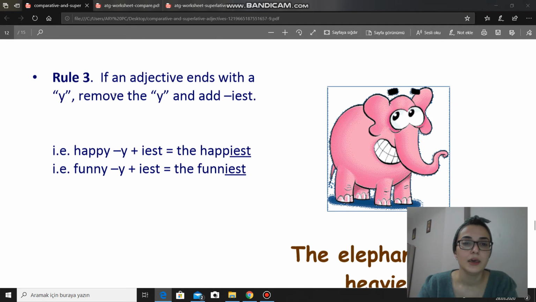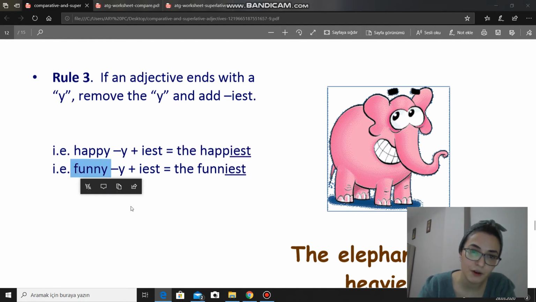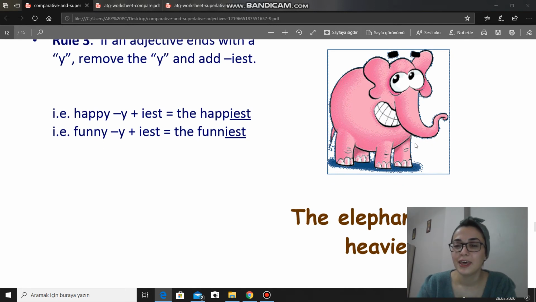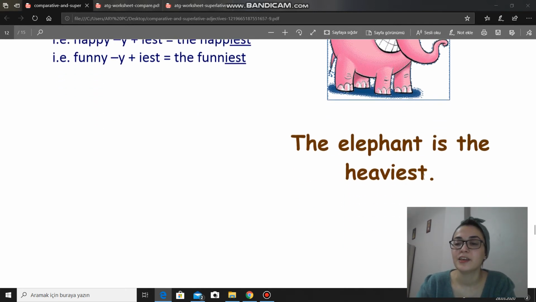Third rule, if an adjective ends with a y, we remove the y and we add iest. For example, happy again, we drop the y and say the happiest. En mutlu. Funny, drop the y, add iest. The funniest. Okay. The elephant is the heaviest. Heavy, heaviest.